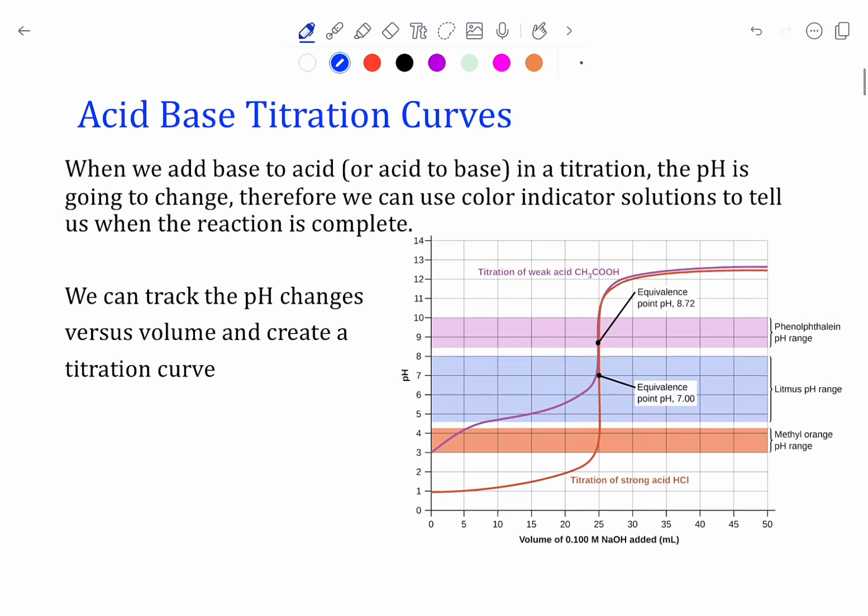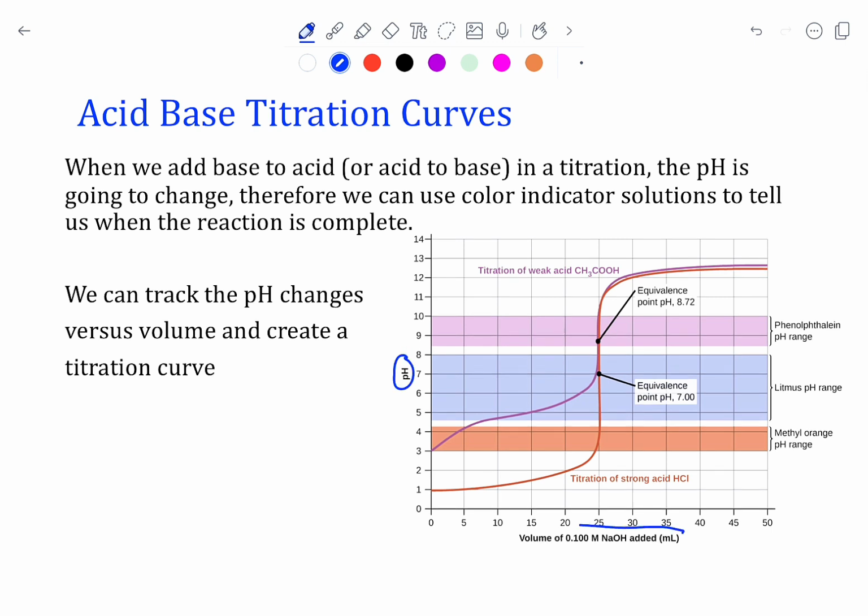We have our pH versus our volume of titrant. And in this case, we're titrating NaOH with HCl, as well as acetic acid. So acetic acid is in purple and HCl is in red. So what happens is we can track both lines. If we start off with 0 volume of our titrant, we start at our initial pH. That's just the pH of the acid solution, the weak acid or strong acid, whichever we're using, before we've added any base. Then, as we add more base, that pH is going to slowly start to change.